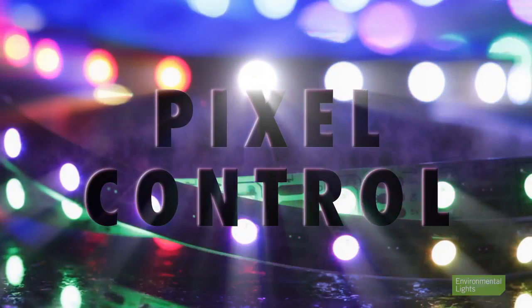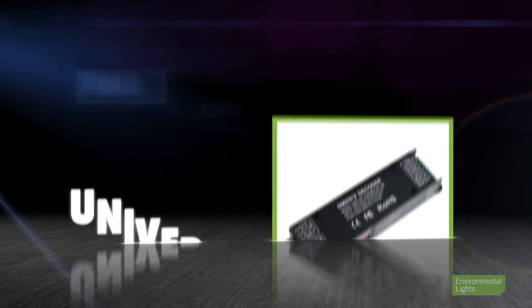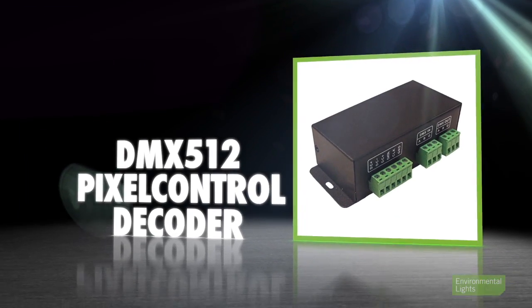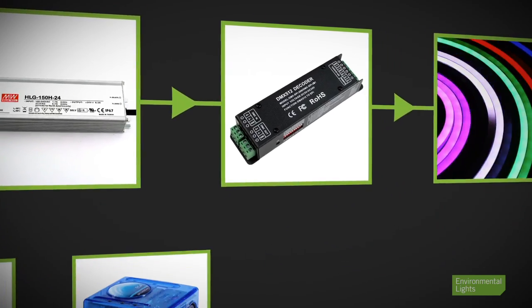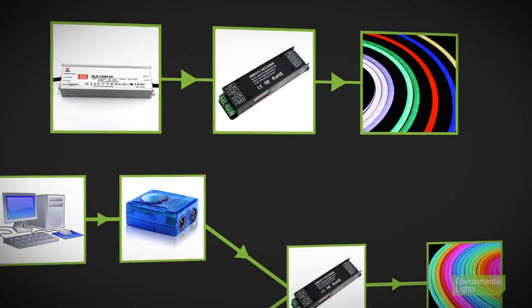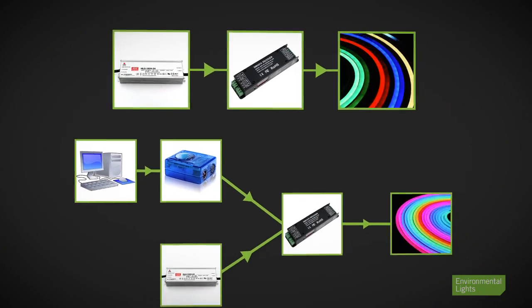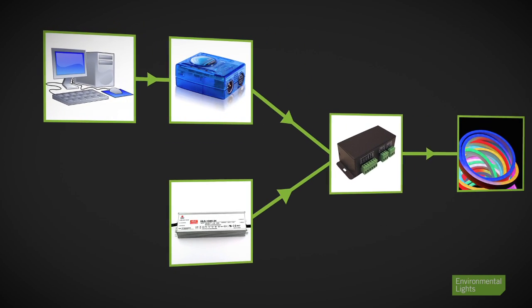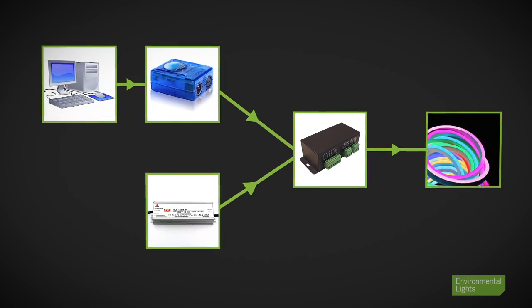Pixel Control lighting requires a decoder in order to function, and can be paired with the Universal Decoder or the DMX 512 Pixel Control Decoder. Again, the Universal Decoder can be used in either standalone mode or with a DMX controller and software, while the DMX 512 Pixel Control Decoder must always be used with a DMX controller and software.